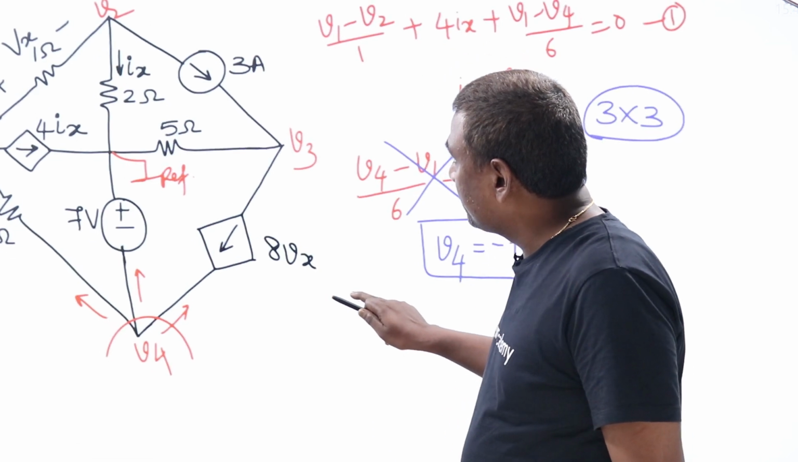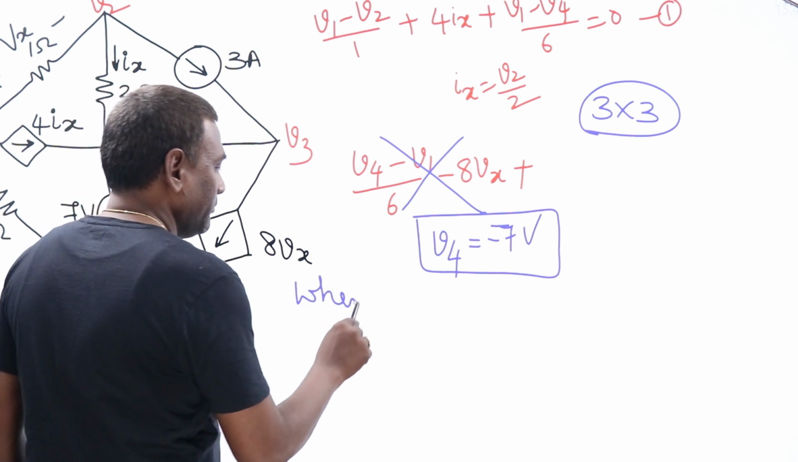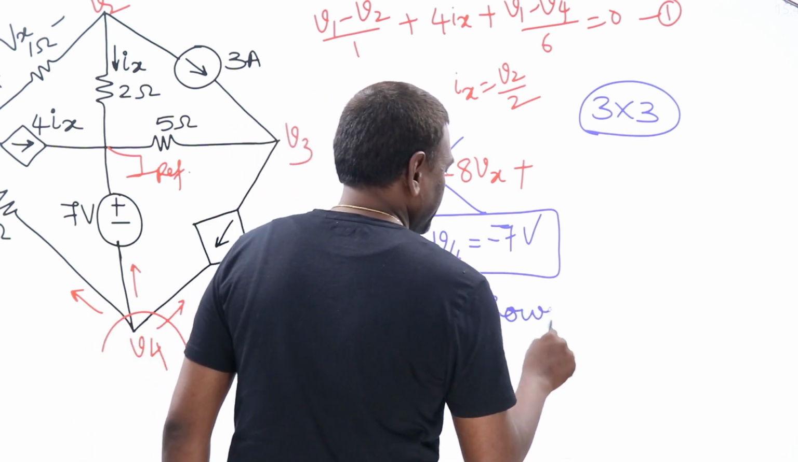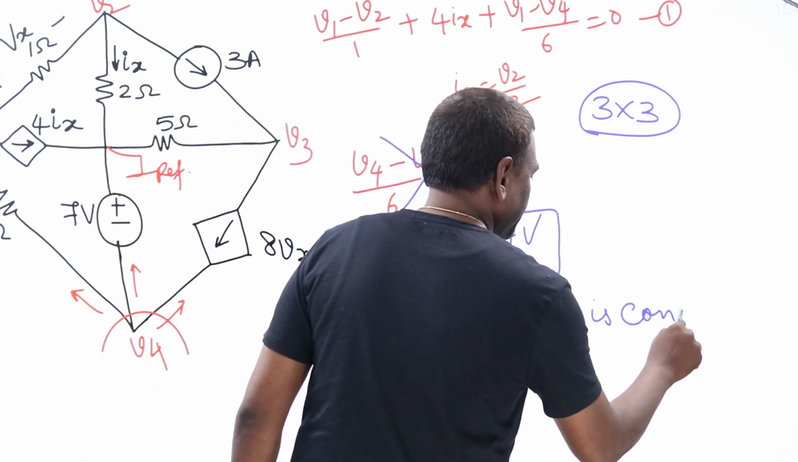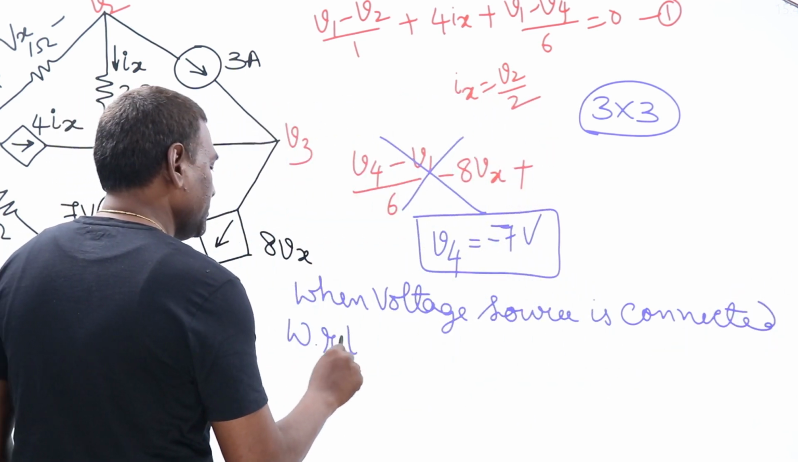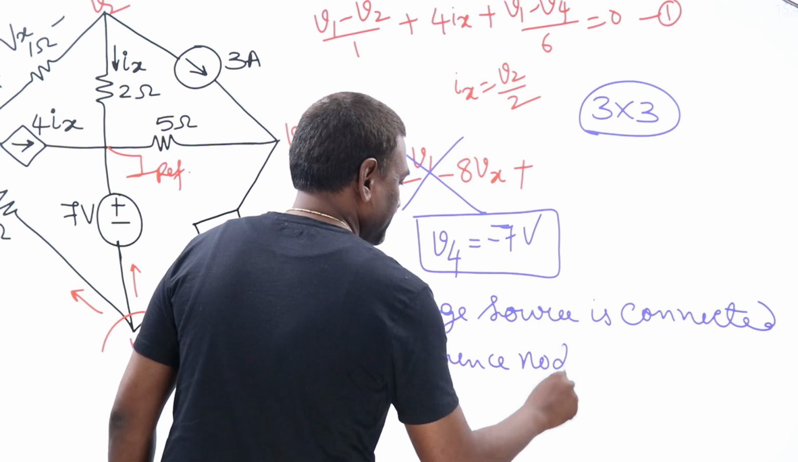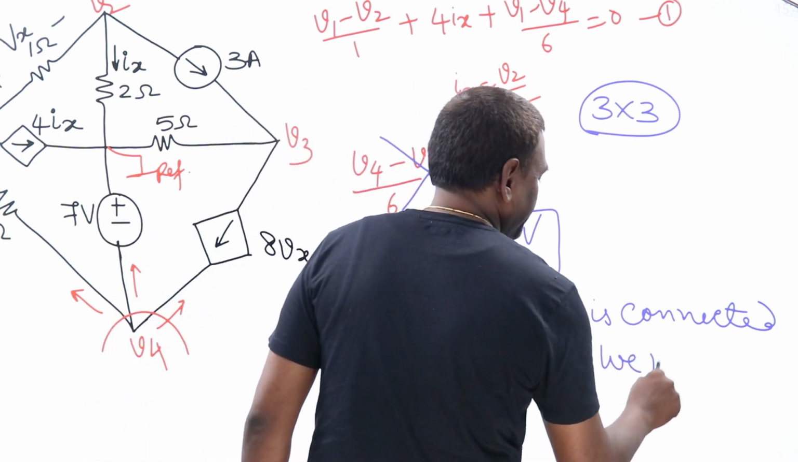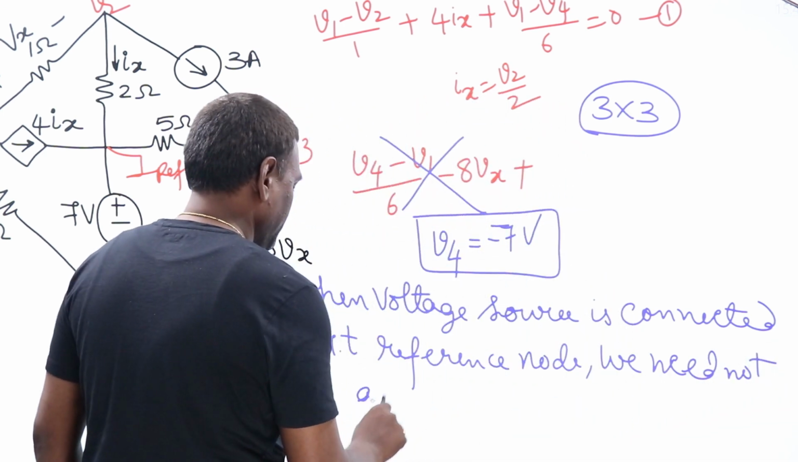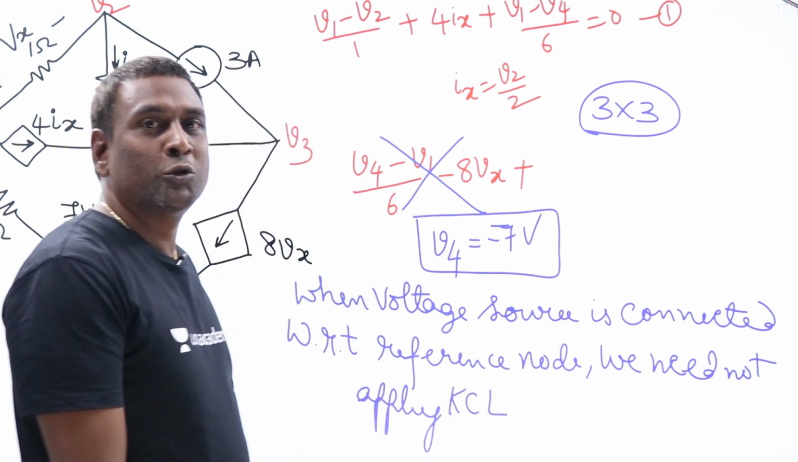Now, when a voltage source is connected with respect to the reference node, we need not apply KCL. Complexity is going to be reduced.